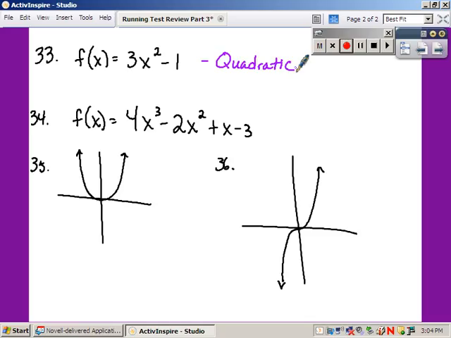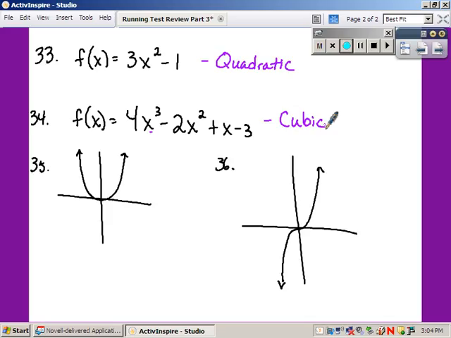Number 34, again, based off that rule of what is the biggest exponent, that's the important one. The x to the third here is the only one that really matters. X to the third is a cubic function. So this one is just some version of the original f of x equals x cubed function.